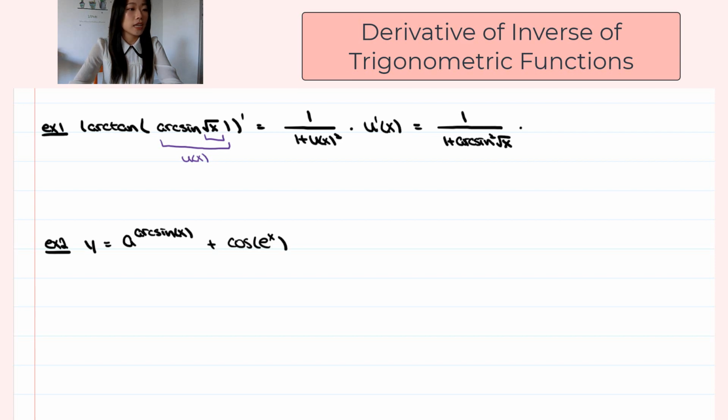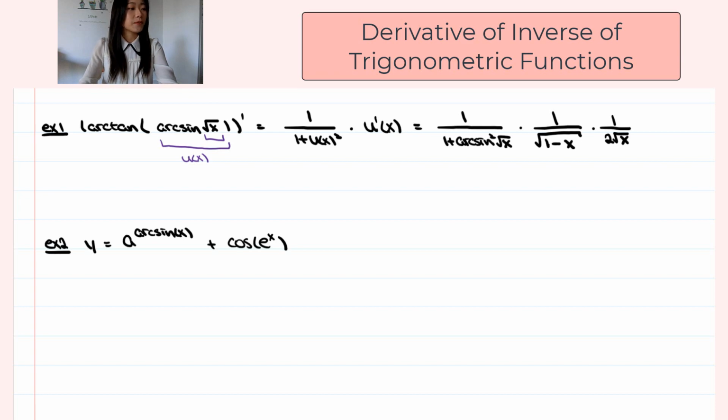Derivative of arcsine is 1 over square root of 1 minus the inner function square. Inner function is square root of x, so its square is x. Then we multiply by derivative of the inner function. Derivative of square root of x is 1 over 2 times square root of x.